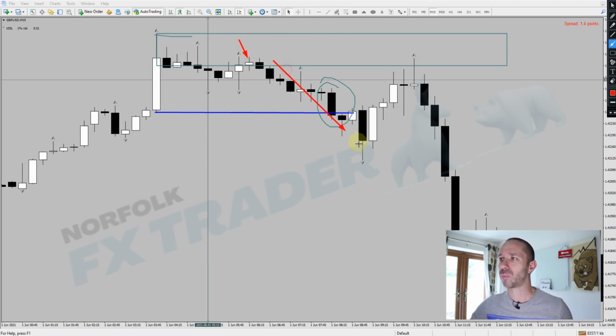And you can see the market breaks out. We then pull back into this area of supply which has been created, and look at the market. You've captured that entry and it's dropped off.